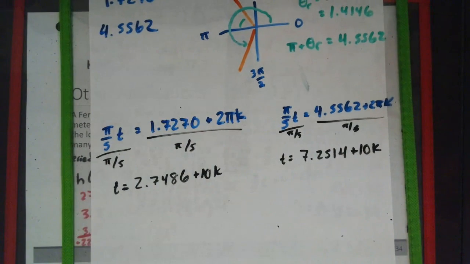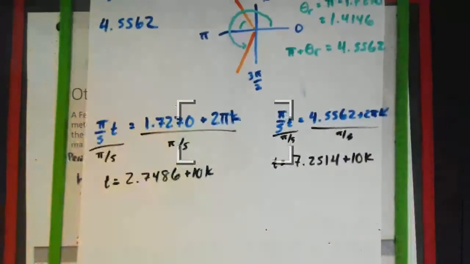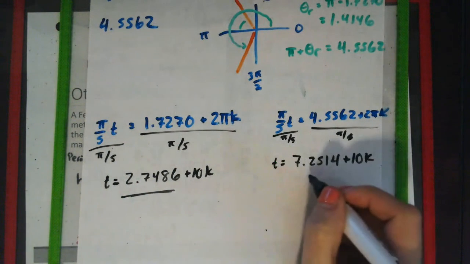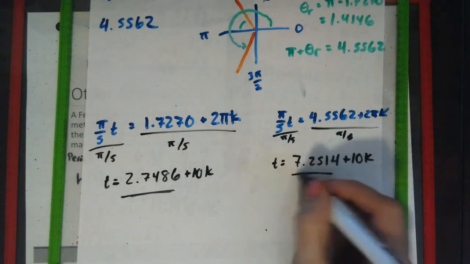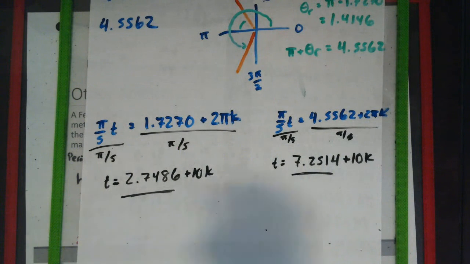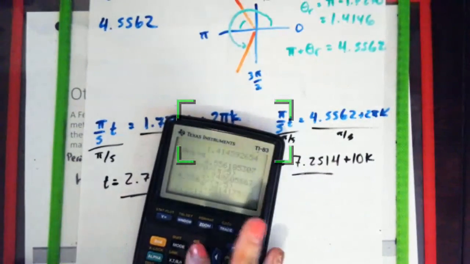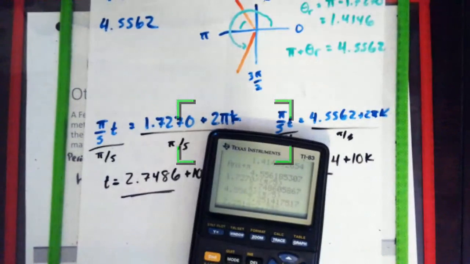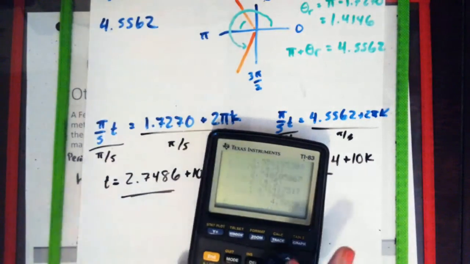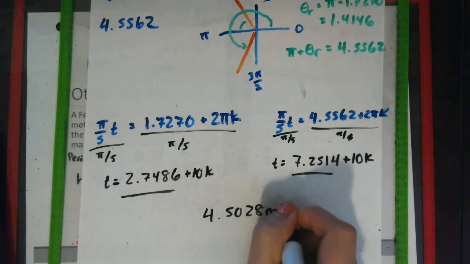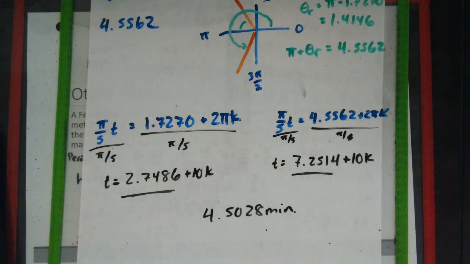So they first hit the height of 27 meters at 2.7486 minutes. They then come back below it at 7.2514 minutes. So to figure out how long they were above it, we subtract them. So 7.2514 minus 2.7486 is equal to 4.5028 minutes. And that's what we got.